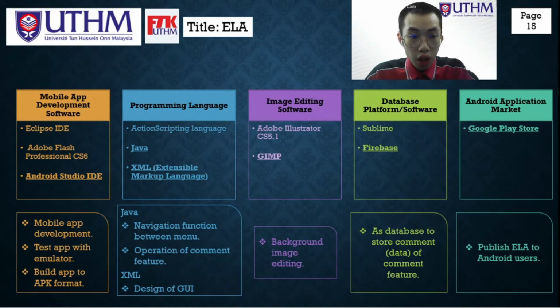For the Android Studio IDE, I use it for mobile app development, testing the app with an emulator or virtual devices, and building the app to APK format. For the programming language, Java is used to code the navigation function between menus and the operation of the command feature. XML is responsible for the design of the GUI. GIMP is for editing the background image, because we cannot just take images from other websites. Firebase is used as the database to store the command of the command feature. And the Google Play Store is used to publish ELA to Android users.